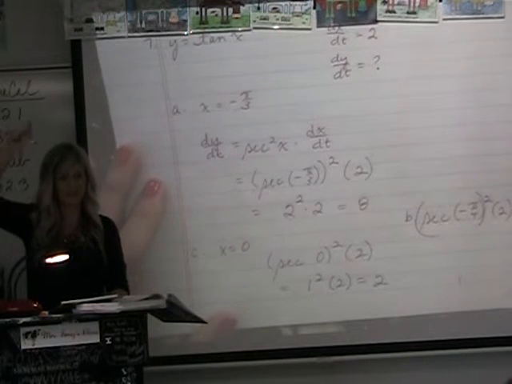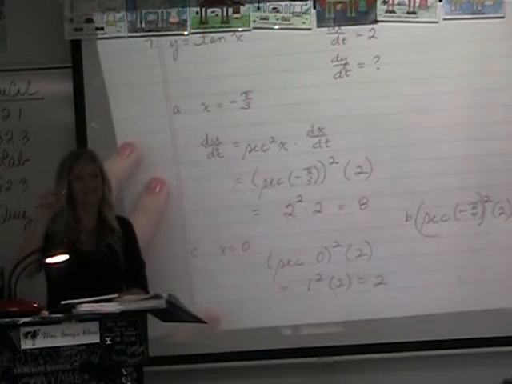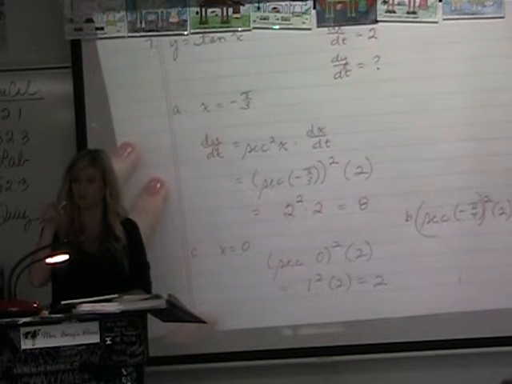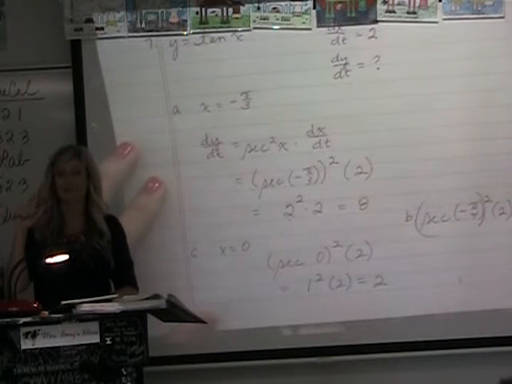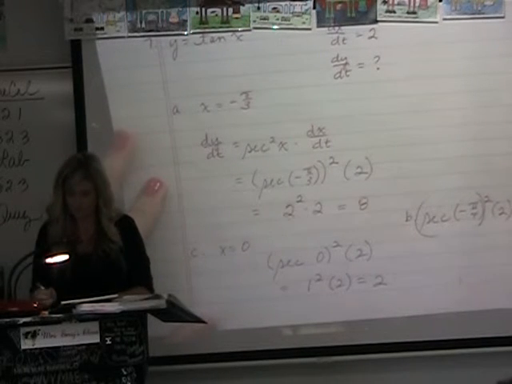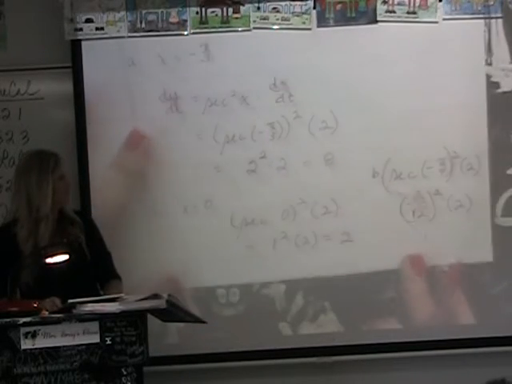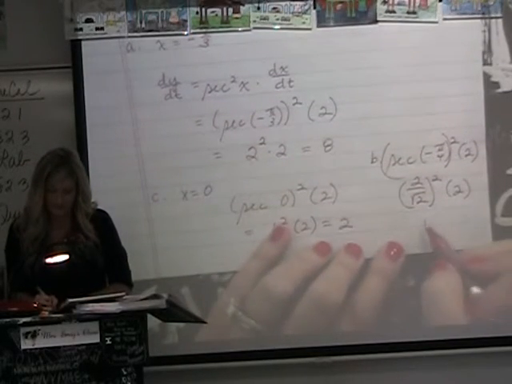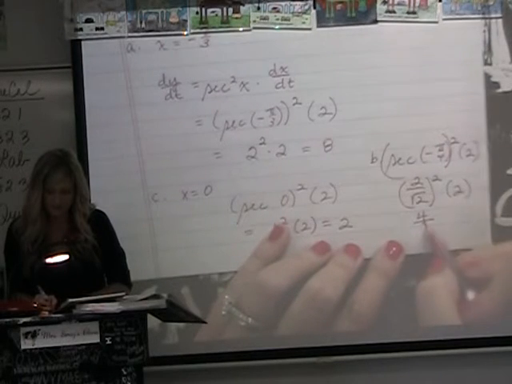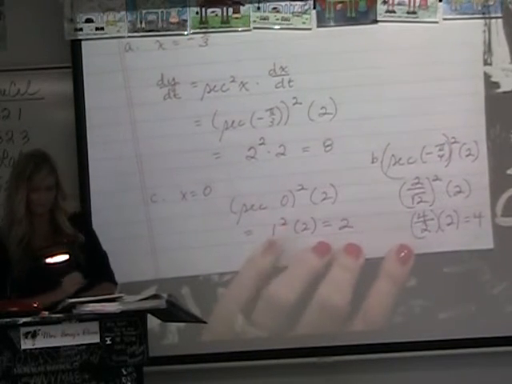Positive pi over 4 is up at 45 degrees. So negative pi over 4 is going to be down at 7 pi over 4 on the unit circle. The x value there is square root of 2 over 2. So when you flip square root of 2 over 2, you get 2 over square root of 2. And we're going to square that times 2. So that's 4 over 2 times 2, which gives us 4.